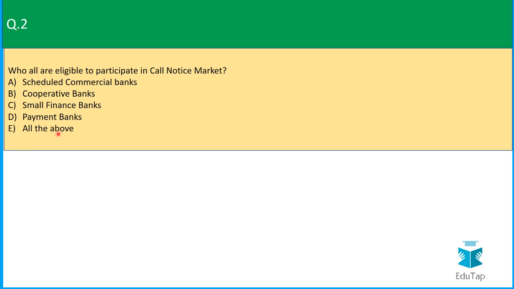The answer is all the above. I just explained who all can participate in the call notice market. Earlier it used to be scheduled commercial banks and cooperative banks, but now they have added small finance banks and payment banks also. So your answer is all the above, that is E.